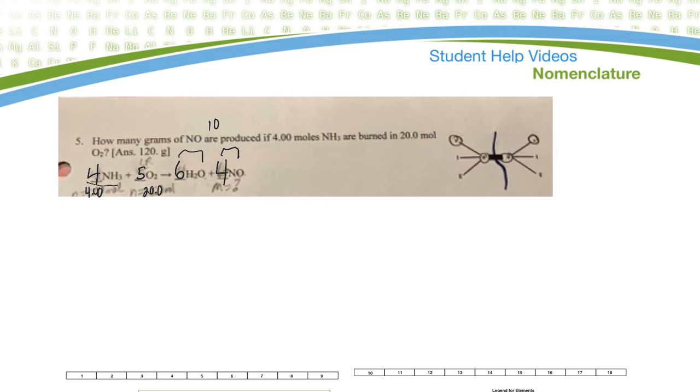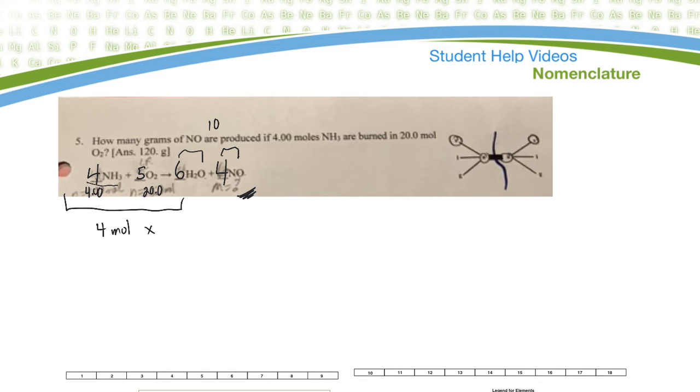Okay, so I have 4 moles of ammonia and 20 moles of oxygen. And they want to know what the mass of nitrogen oxide is. So it's a limiting reactant question. So I need to determine which one is the limiting reactant. So when I do that, I always start with the first one. And they gave me 4 moles, so I don't need to convert to moles because I know 4 moles already.